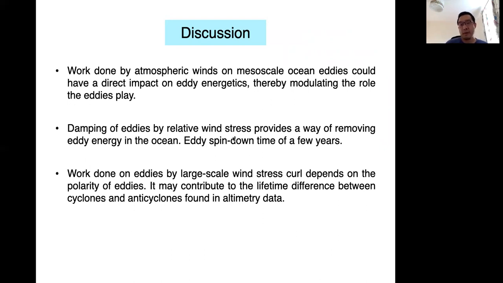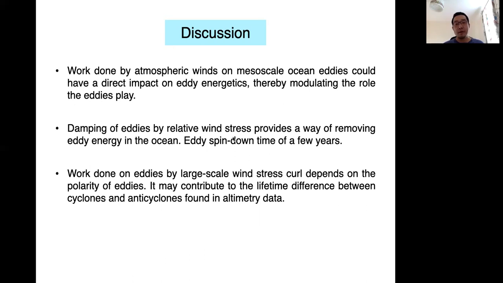So as we know, eddies are generated by instability processes in the ocean, whether it's barotropic instability or baroclinic instability. But one of the key open questions now is how and where the eddies are dissipated in the ocean. So damping eddies by relative wind stress can potentially contribute towards that question.